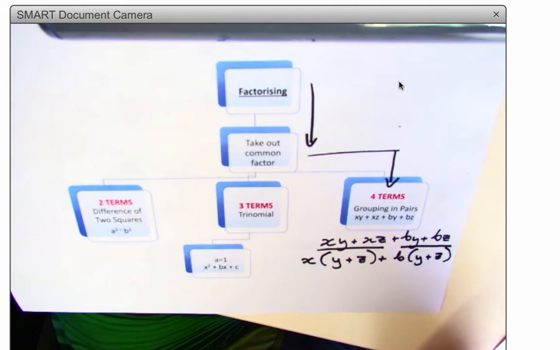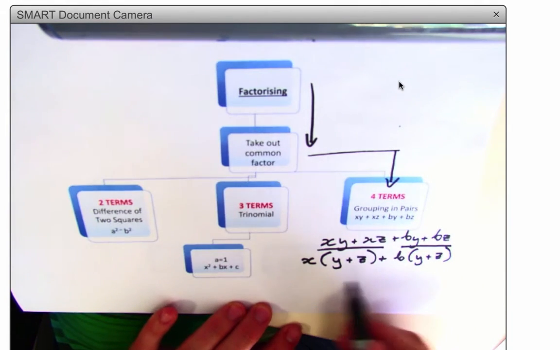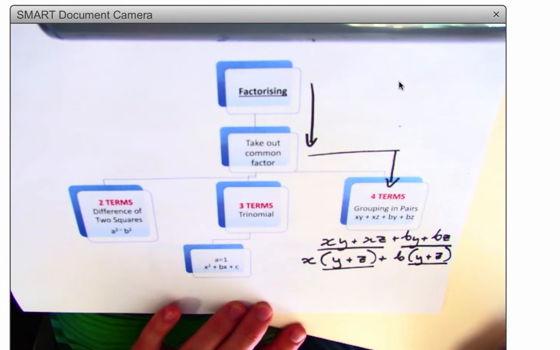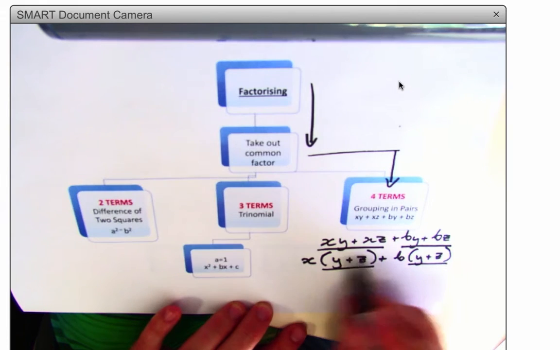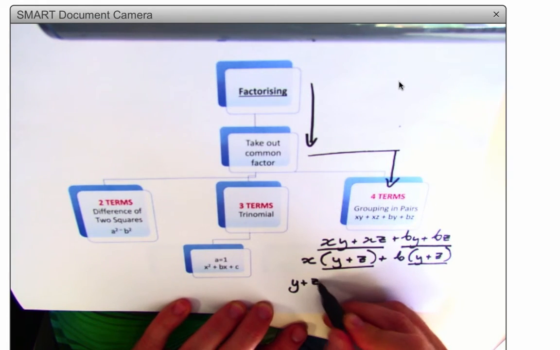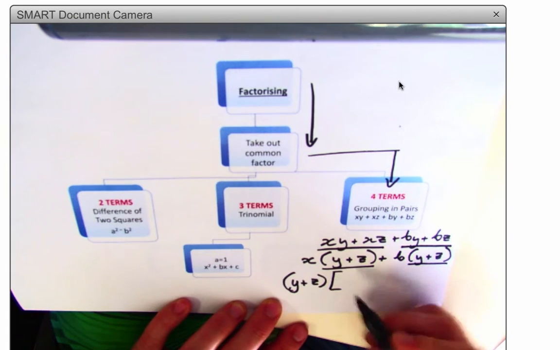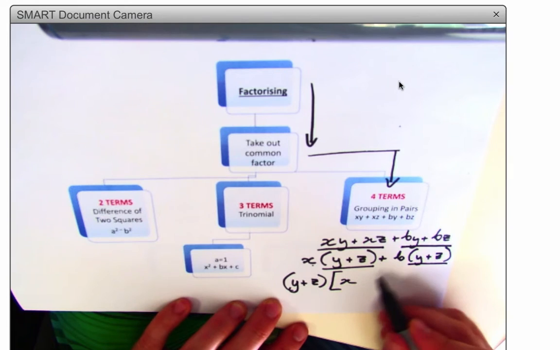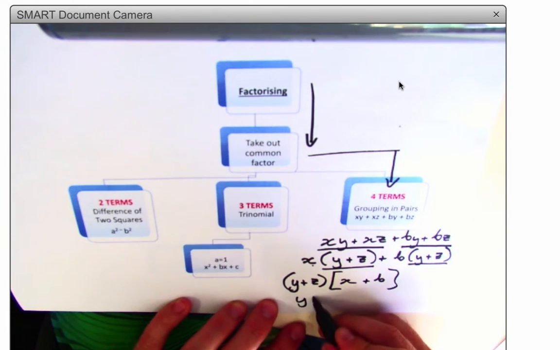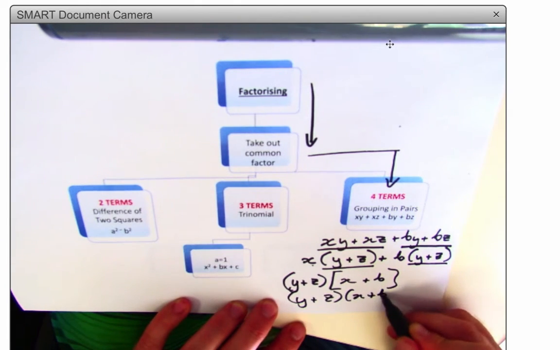Okay, we've now factorised in pairs, and what do you know? When you look at the terms, we have a common factor. The common factor is y plus z. We can therefore pull this out the front. Y plus z comes out the front, and what are we left with? We're left with x, and here we're left with b. So the final thing will be y plus z outside of x plus b.